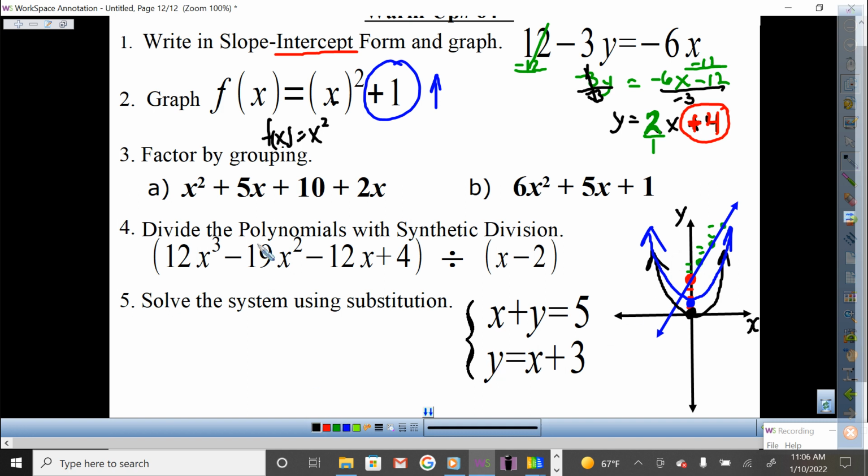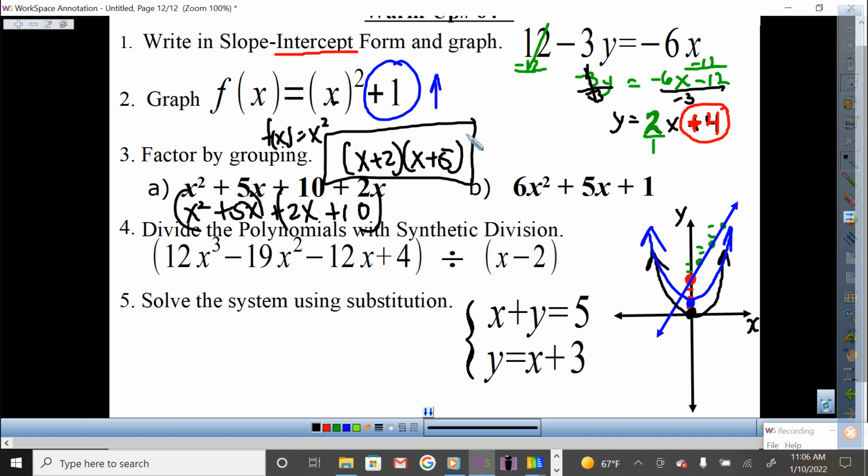Number 3, factor by grouping. First it needs to be in standard form. So x squared plus 5x plus 2x plus 10. And you should have grouped GCF and so on and so forth. Yes? So factors are x plus 2, x plus 5. Hands up if you got that.